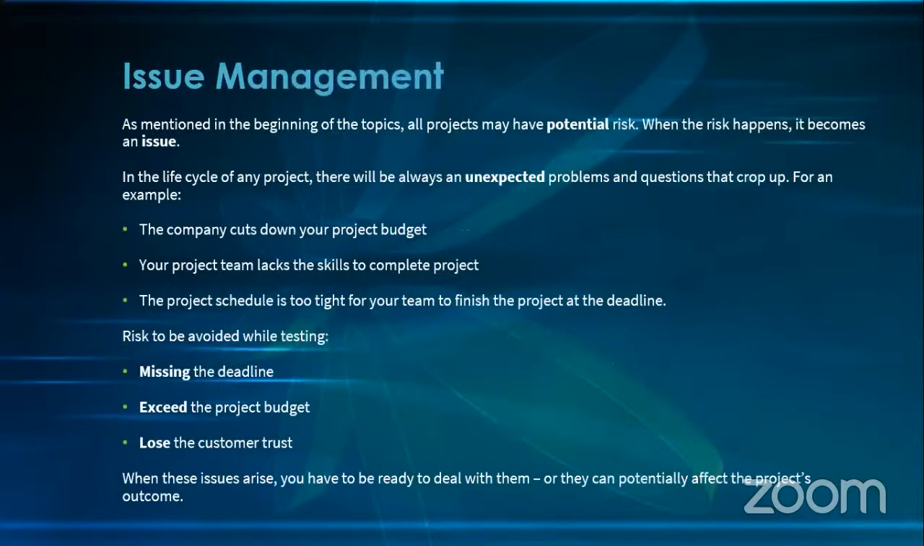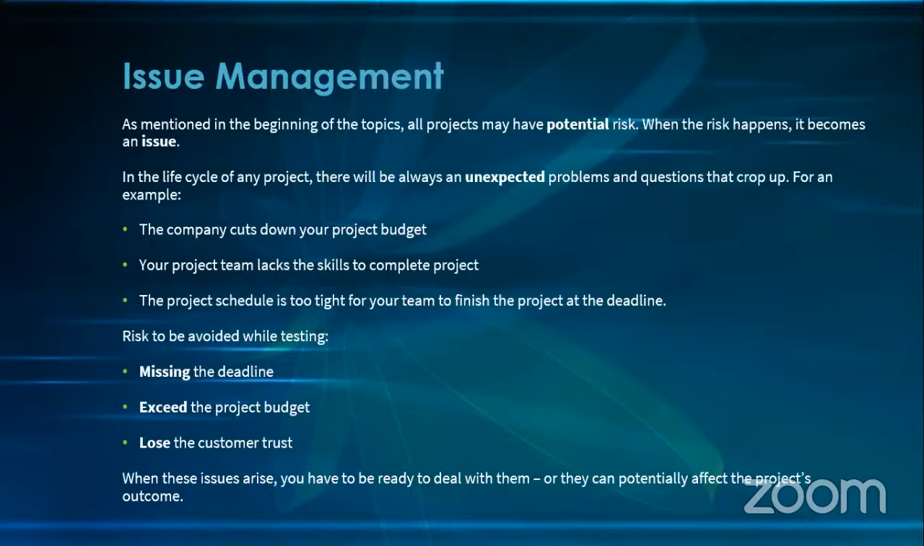Now, issue management is the next one we are looking at when it comes to the execution phase. As mentioned in the beginning of the topic, all projects may have potential risk. That's what I've said. When this risk happens, it becomes an issue. Don't forget, that's where the error, defect, failure process comes in. In the life cycle of any project, there will always be unexpected problems and questions that crop up.